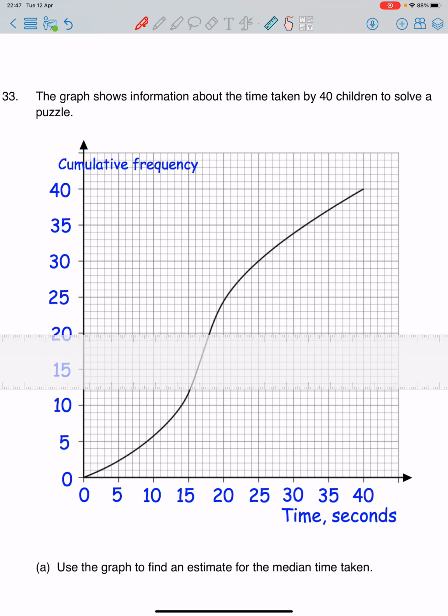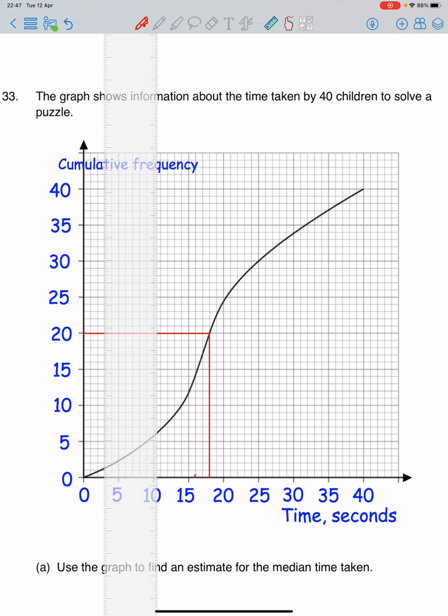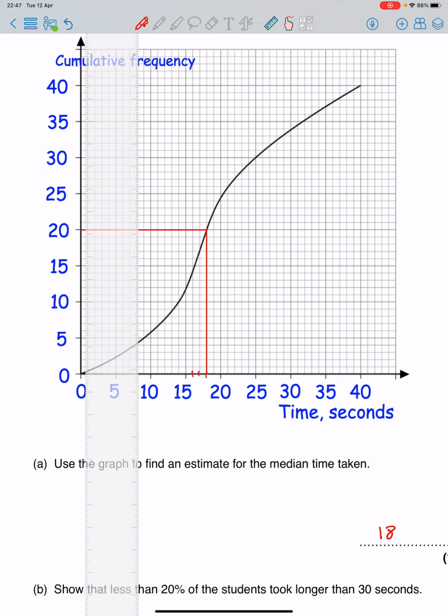And then we go down. Oh, well, that was not supposed to happen. And then we go down. So I'm just going to turn my graph over here. And then that takes us down to this point, which is 15, 16, 17, 18. So that's going to be 18. So an estimate for the median time is going to be 18 seconds.